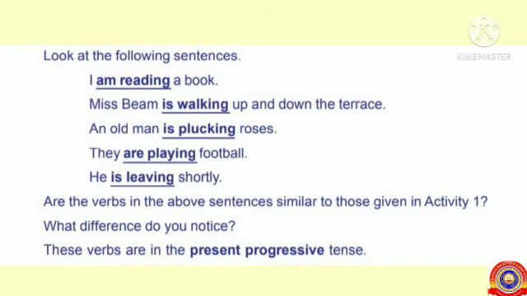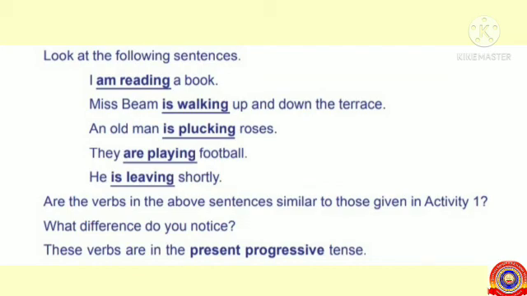I am reading a book. Miss Beam is walking up and down the terrace. An old man is plucking roses. They are playing football. He is leaving shortly. Are the verbs in the above sentences similar to those given in activity 1? What difference do you notice? These verbs are in the present progressive tense. Students, do you know about present progressive tense?